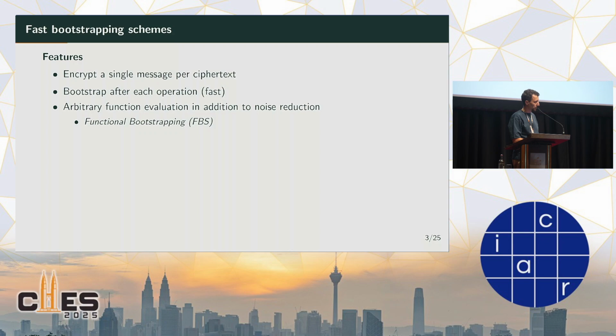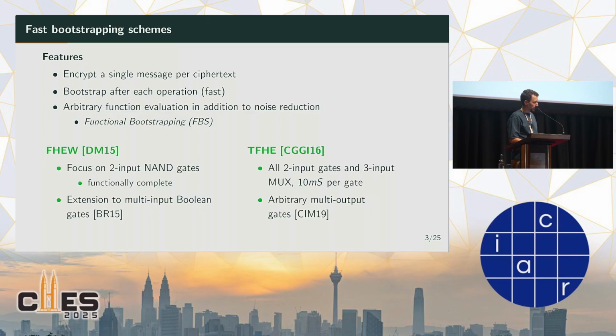And in addition to lowering the noise in the ciphertext, the bootstrapping procedure can evaluate arbitrary functions. There are two main schemes. The first one proposed is FHEW, and the second one is TFHE. They look into evaluating Boolean gates.